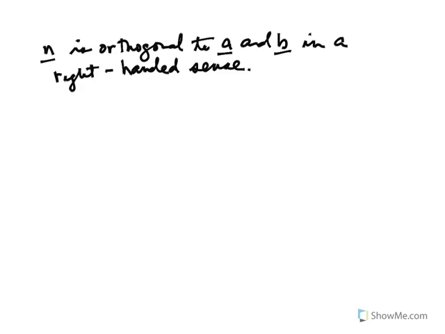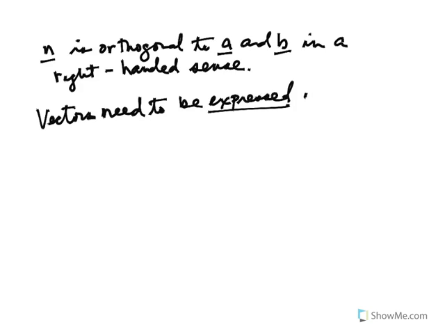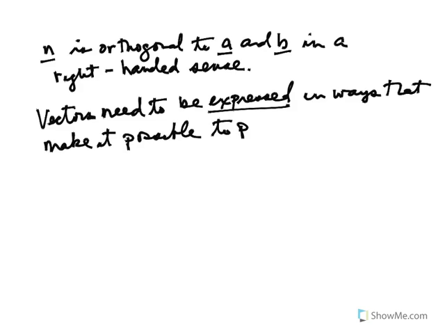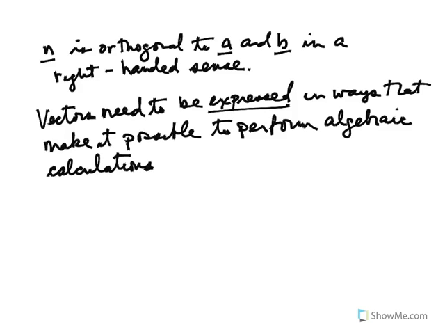Now what we can do is use the cross product, or the vector product, together with the scalar product to define what's called a coordinate system. So that's the next thing we're going to do. Vectors need to be expressed in ways that make it possible to perform algebraic calculations.